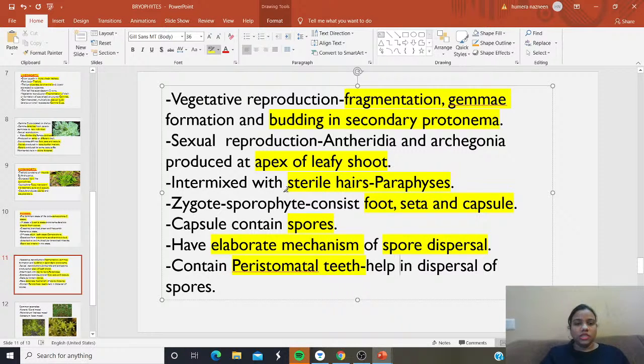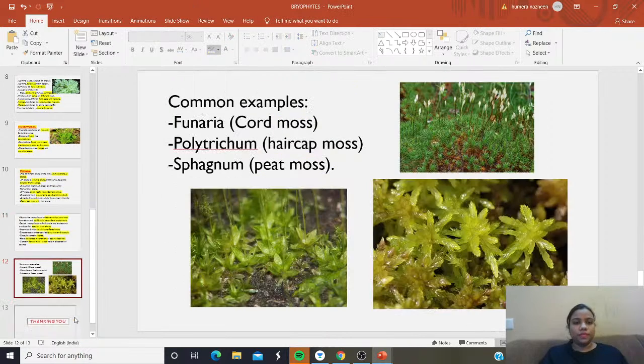So, in sexual reproduction, antheridia and archegonia are produced at the apex of the leafy shoot, intermixed with sterile hairs called paraphysis. Then the zygote gives rise to the sporophyte, which consists of foot, seta and capsule. The capsule contains spores, and for dispersal they have an elaborate mechanism, the peristomial teeth, which help in dispersal of spores.